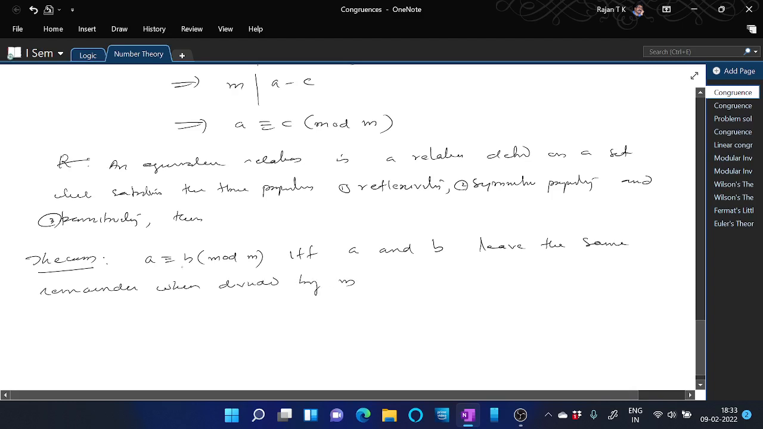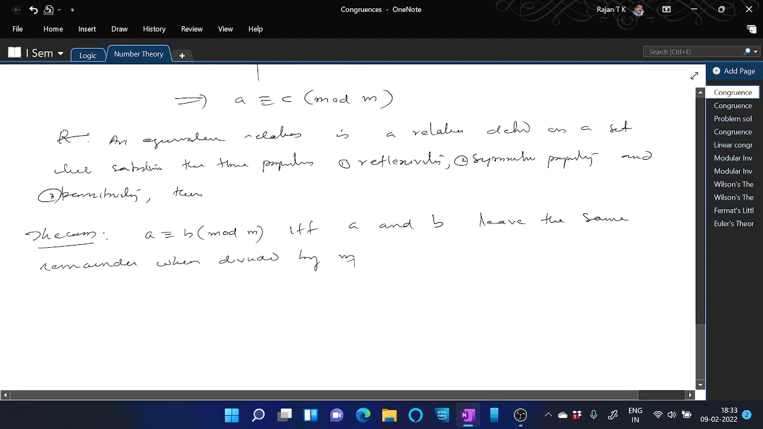That is, A and B are two integers such that A is congruent to B modulo M. Then A and B leave the same remainder when divided by M. When A is divided by M, the remainder that we are getting is the same as the remainder when B is divided by M. So this is what we have to show. Proof. Suppose A is congruent to B mod M.